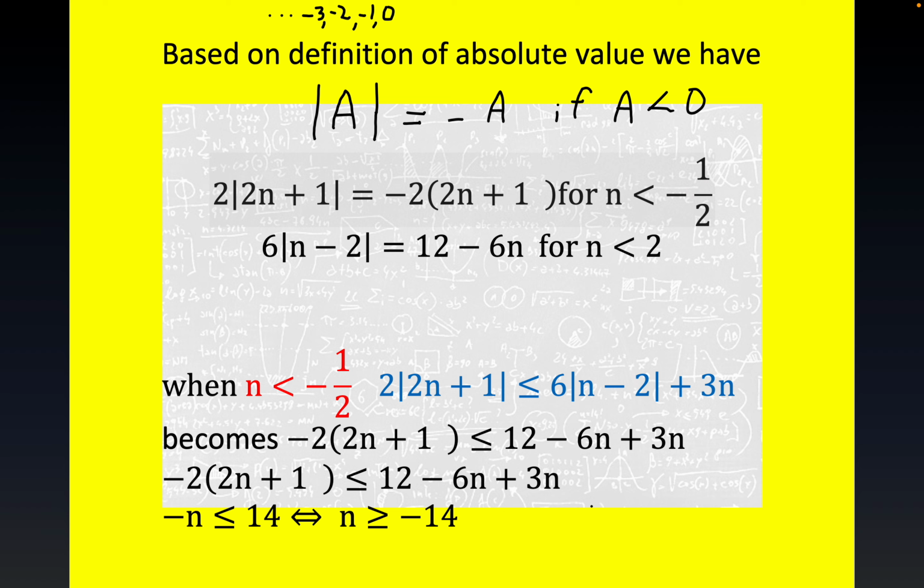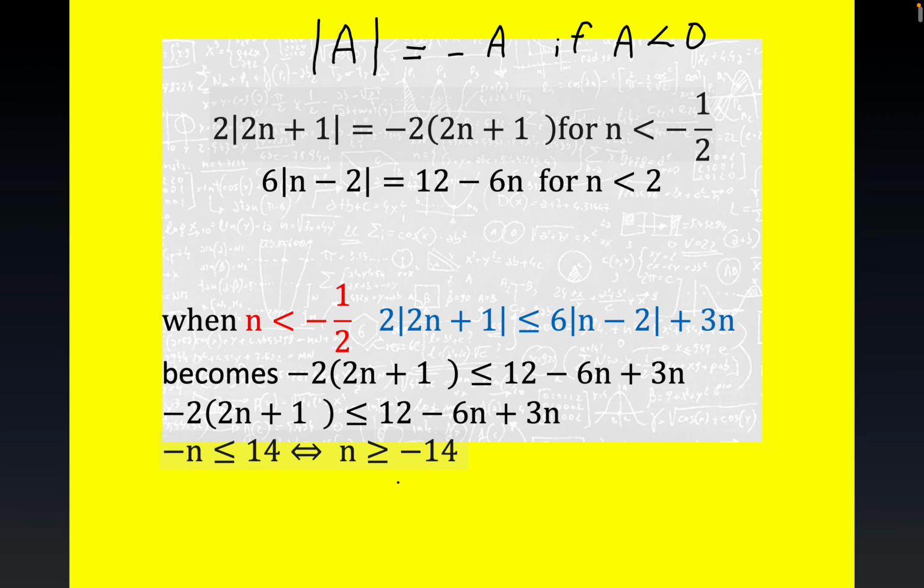And you can manipulate inequalities just like you can manipulate equalities. We get to this stage here where we have minus n is less than or equal to 14. That's equivalent to n is greater than or equal to minus 14. That's very easy to see on the number line. Okay, so we know we have all the integers greater than or equal to minus 14. And as a sanity check, you have equality at negative 14.